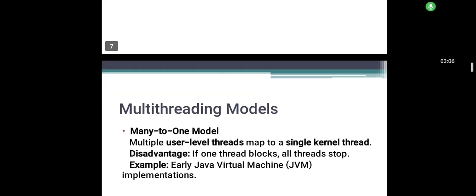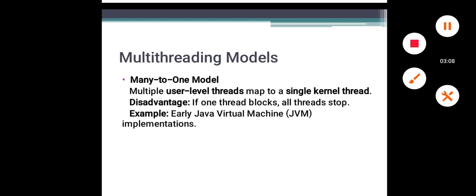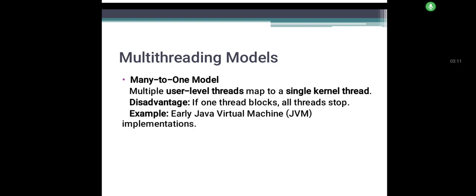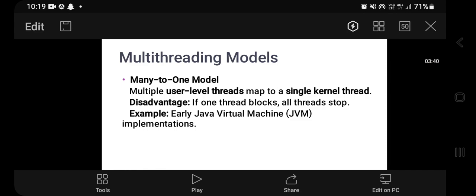And next we move on to the multithreading models. Multithreading models define how user threads communicate with kernel threads. There are three models. First we discuss about many-to-one model. It uses multiple user threads to one kernel thread. Problem means if one thread blocks, all stop. For example, early Java virtual machine JVM is the best example. Disadvantage is if one thread blocks, all the threads stop. So it is the disadvantage of many-to-one model.